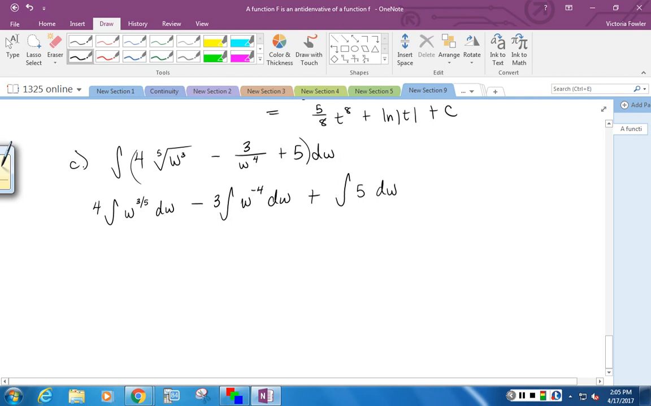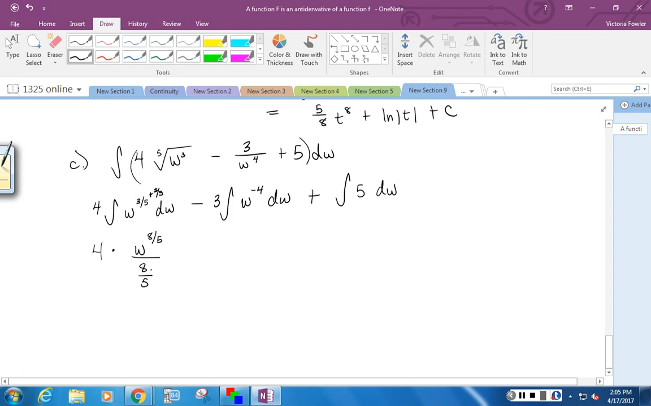So as I come through, I'm going to add 1 and divide by that exponent. So that 4 is going to come down. It's just a constant. I add 1 in the form of 5 over 5. That's the same thing as 1. So if I add 5/5 to 3/5, I now have 8/5. So I'm going to have w to the 8/5. And you're supposed to divide by 8/5.